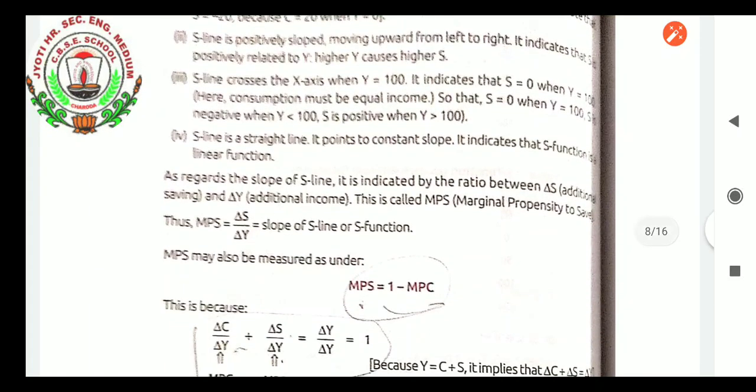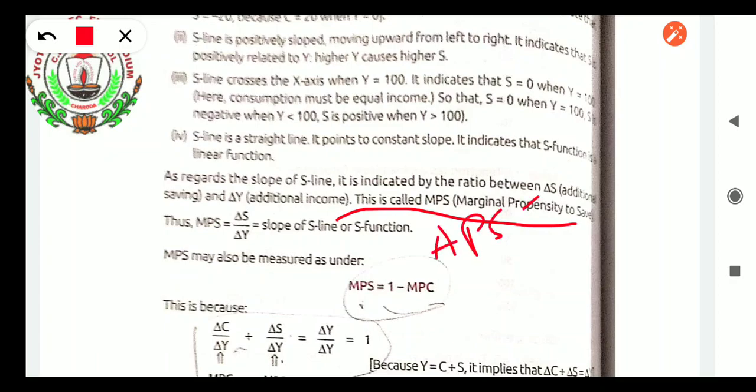S line is a straight line. It points to a constant slope. It indicates that S function is a linear function. As regards the slope of the S line, it is indicated by the ratio between change in S upon change in Y. That is known as the slope of the S line, and it is also known as marginal propensity to save, as I already introduced in the beginning. Whereas average propensity to save, as I said, is total savings upon total income.